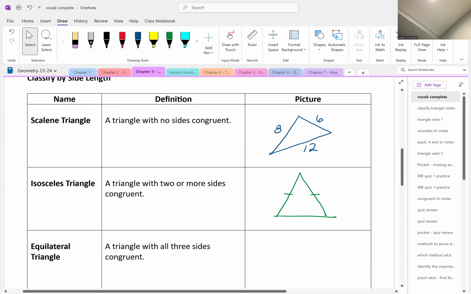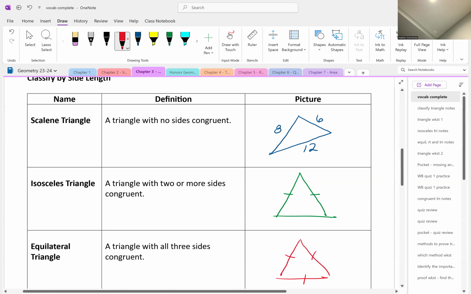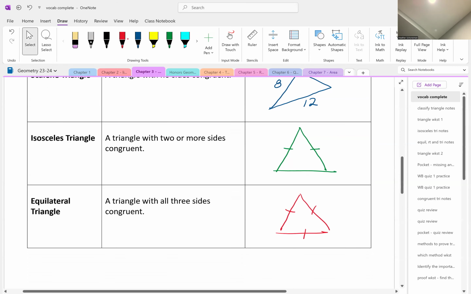And then our third way that we can classify a triangle: we can have no sides congruent, we can have two or more, or we can have all three sides congruent, and that would be an equilateral triangle, where all three sides are congruent. All right, so that's the three ways that you can classify it by side length, just looking at the sides, not worried about the angle measure.